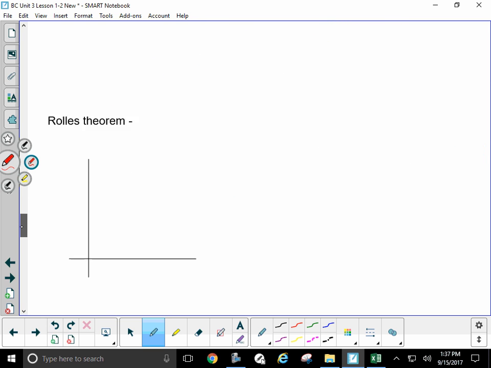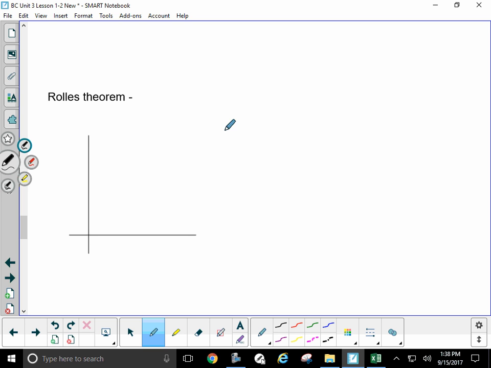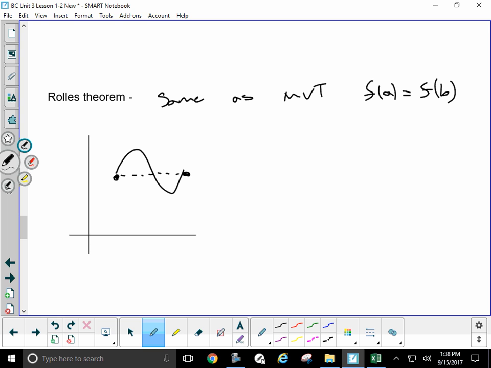Okay? Rolle's theorem just goes on top of the mean value theorem. Rolle's theorem is the same as the mean value theorem, except these points are equal to each other. If your points have the same y values, what does your tangent slope have to be equal to? 0. Very nice. No matter how I connect them, we'll have at least one location where my tangent slope equals that secant slope.